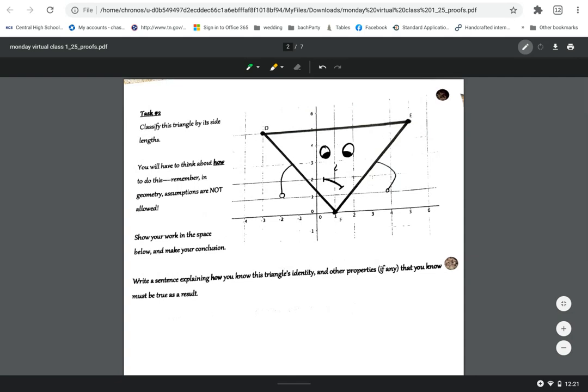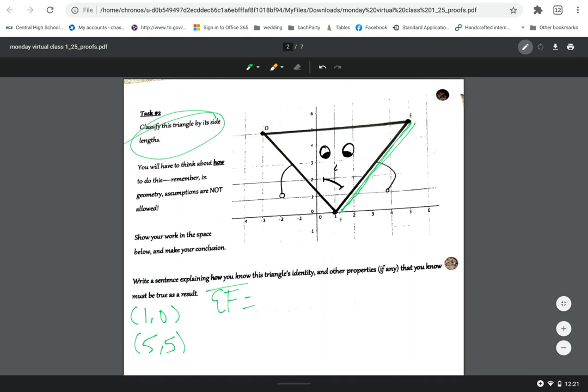All right, so this is a part of your bell work / homework. So what I want you to do is classify this triangle by its side lengths. How do we find that? All right, so that means you need to use the distance formula on each side. So if I want the side EF, I need to do the distance formula. All right, so I need to use the 2 points. F is 1, 0. E is 5, 5.